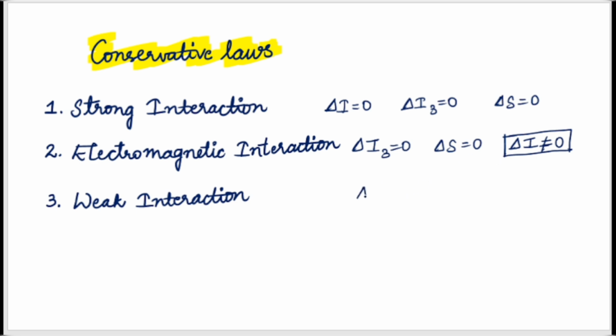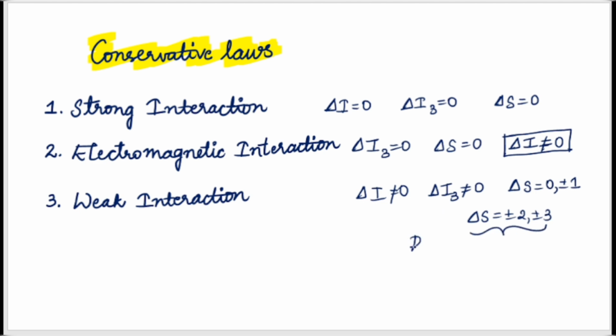Next, the weak interaction. In a weak interaction, the isospin is not conserved, the third component of the isospin is not conserved, and the strangeness is also not conserved; delta S can take the value 0 or plus or minus 1. If delta S is equal to plus or minus 2 or plus or minus 3, the reaction is itself not allowed. I hope everyone got my point.